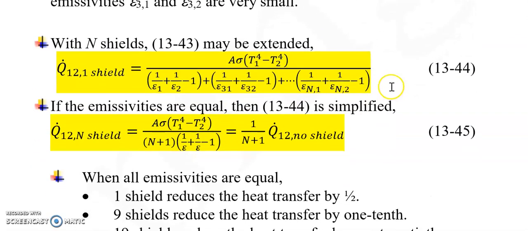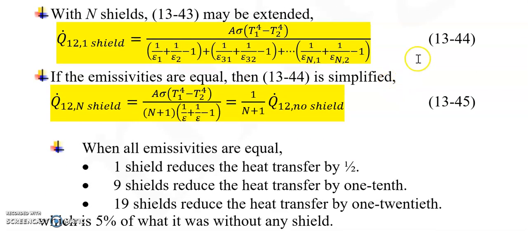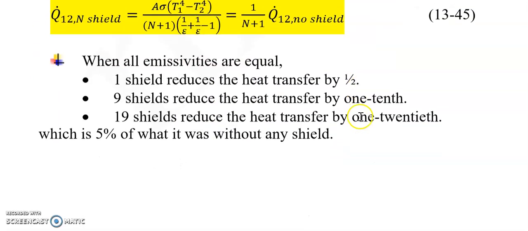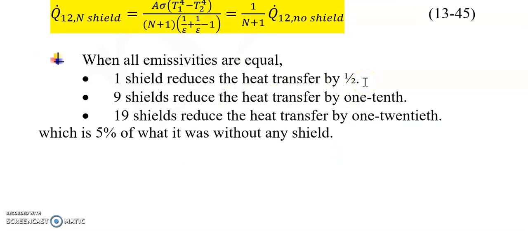Now, with N shields, equation 13.43 may be extended. So you have here one shield, and if the emissivities are equal, it can be simplified into equation 13.45 with N shields, all of them of equal emissivities. So one shield reduces the heat transfer by half, 9 shields reduce the heat transfer by 1/10, 19 shields reduce the heat transfer by 1/20, which is 5% of what it was without any shield. So that wraps up the coverage for chapter 13 of your ebook.